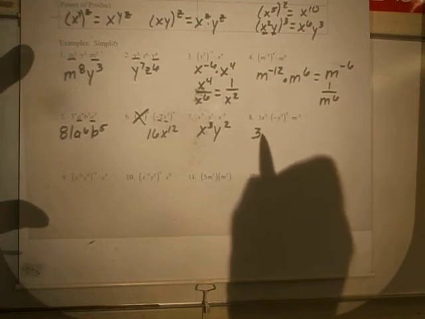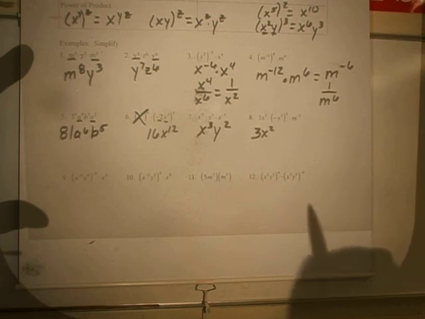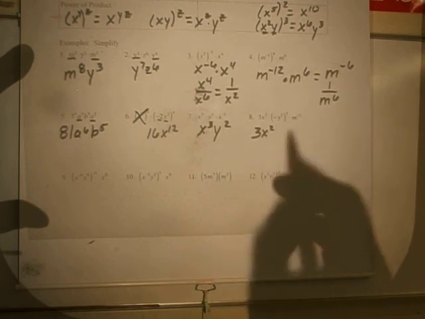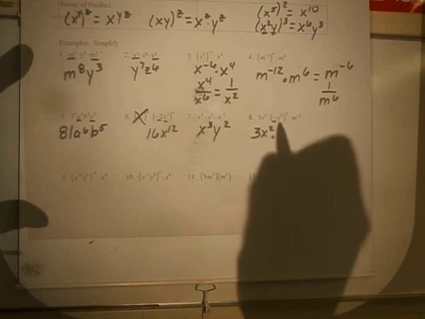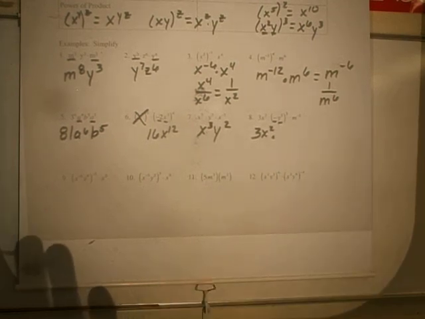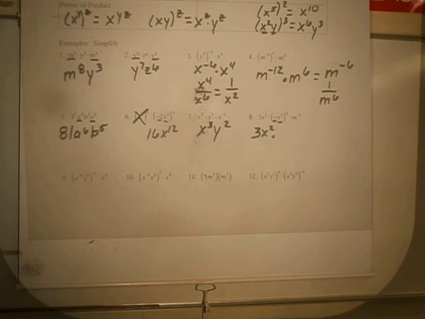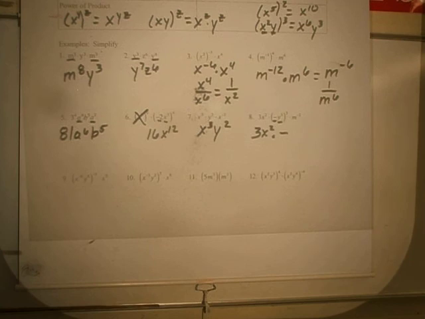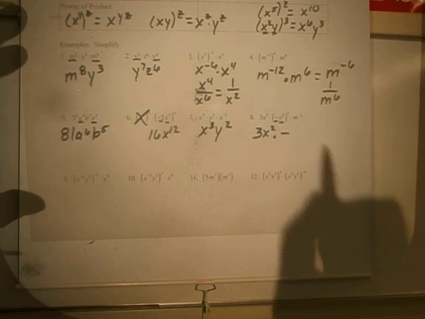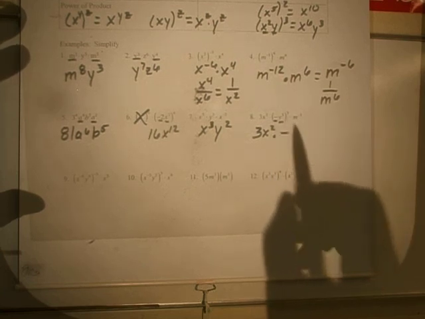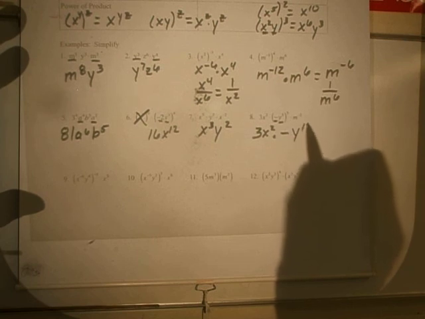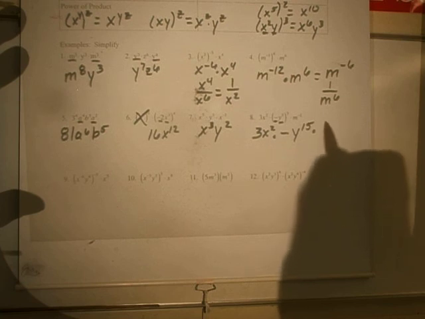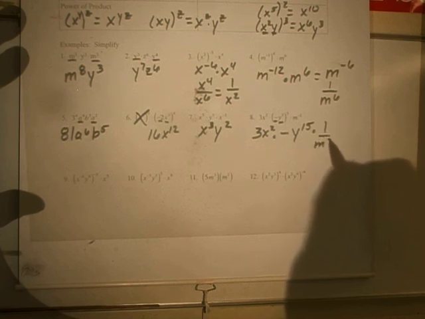Number 8, 3x squared stays the same. A negative, there are 2 things inside these parentheses. There's the negative and there's a y to the 5th. A negative raised to the 3rd power will still be a negative. That's like negative 1 times negative 1 times negative 1. And an exponent to an exponent we multiply. Y to the 5th to the 3rd power is y to the 15th. And m to the negative 2, I'm going to rewrite that as 1 over m squared.